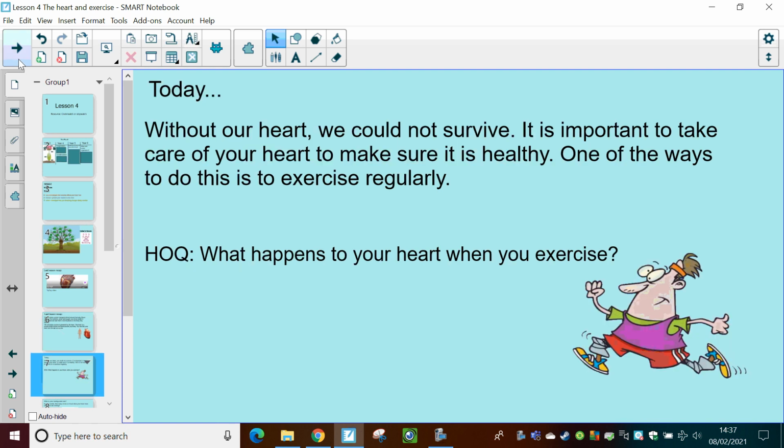Today then, without our heart, we know we couldn't survive, and it's important to take care of your heart to make sure it is healthy. And one of the ways to do this is to exercise regularly. But what happens to your heart when you exercise? We're going to find out a little bit about that in today's lesson.